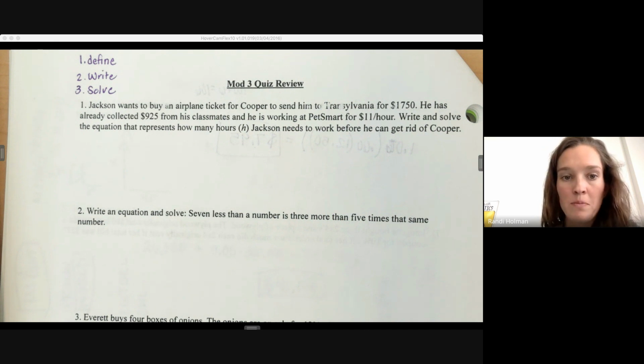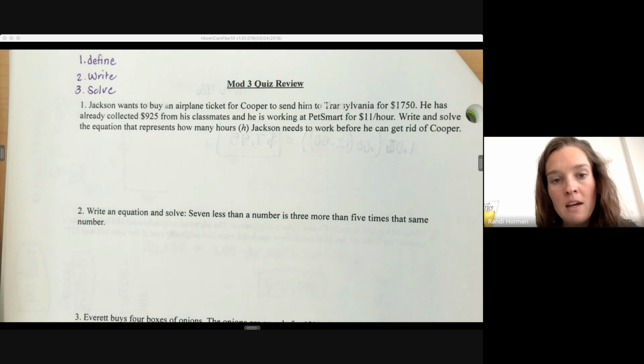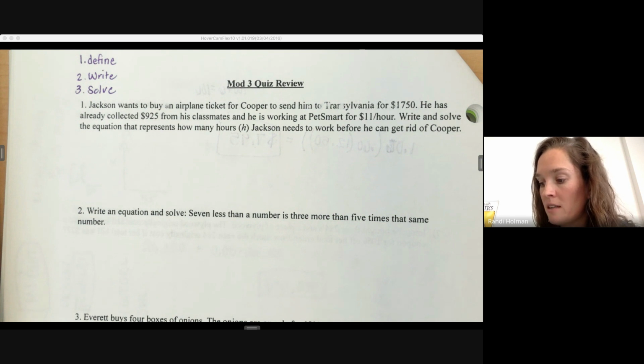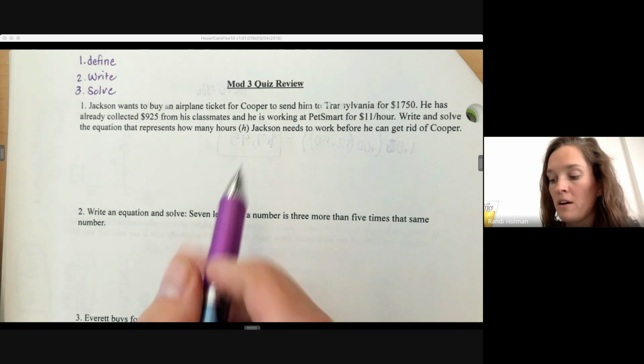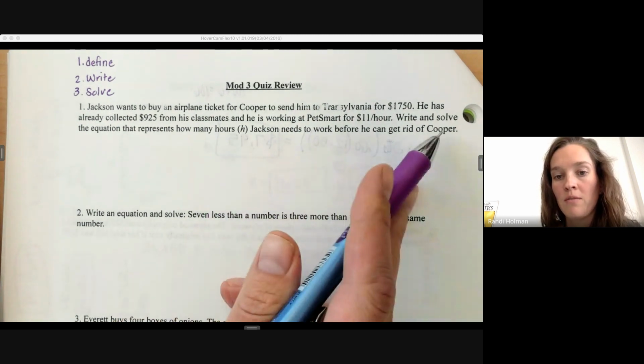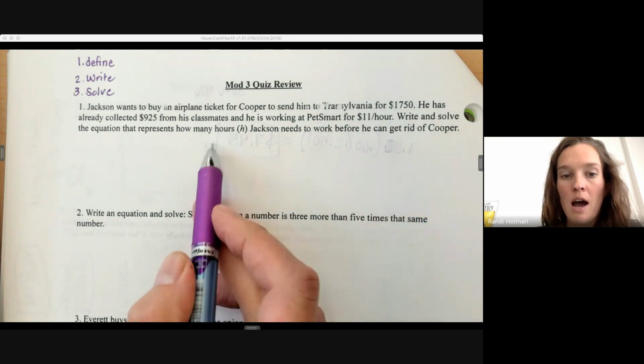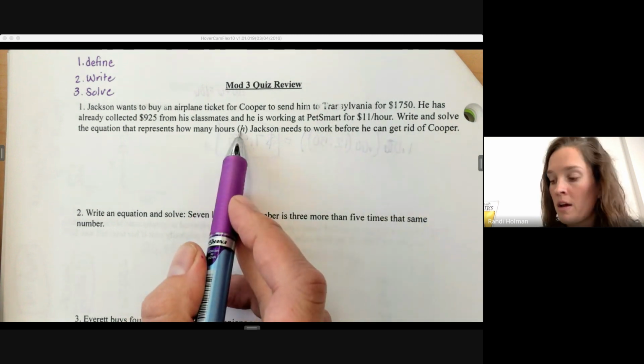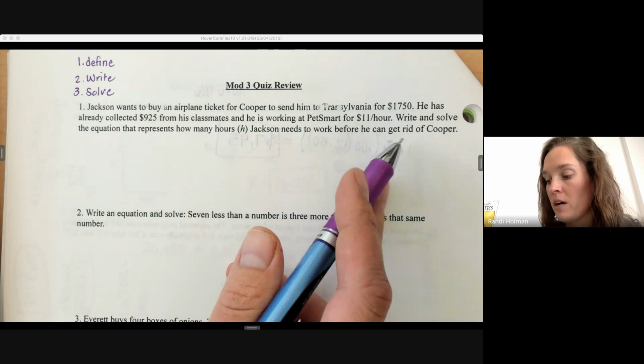Again, I would encourage you to pause, try it on your own, and then come back. So Jackson wants to buy an airplane ticket for Cooper to send him to Transylvania for $17.50. He has already collected $9.25 from his classmates, and he's working at PetSmart for $11 per hour. Write and solve the equation that represents how many hours. Oh, they already defined your variable for you. H. Jackson needs to work before he can get rid of Cooper. So hours, H, is our variable, and we want to know how many hours he needs to work.